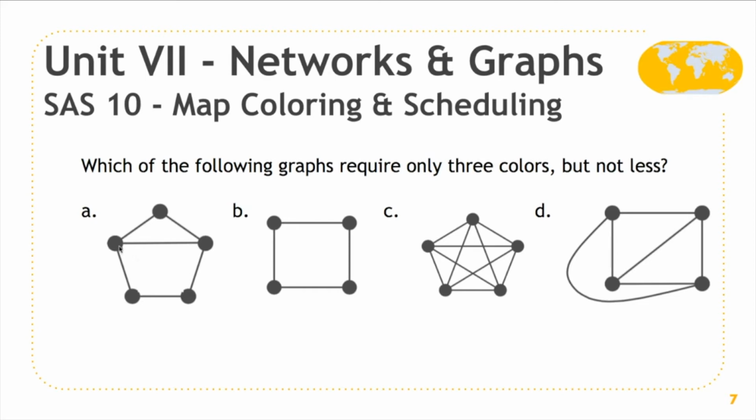Let's revisit A. 1, 2, they're adjacent. That's still 2 because these could be the same, right? And then 1, 2, these could be the same. Oh, these could be the same because they're not adjacent. So that's still just 2 colors and then a third color. So A is your answer.